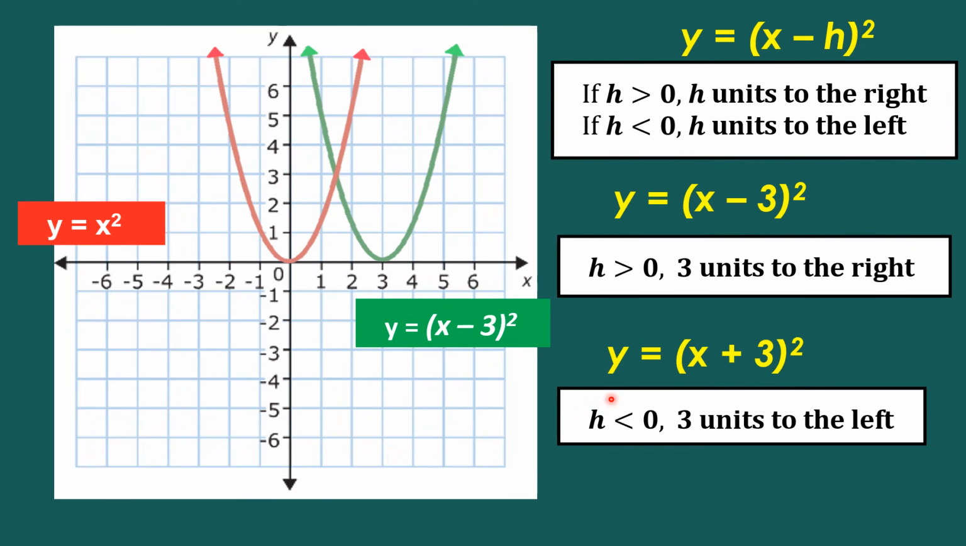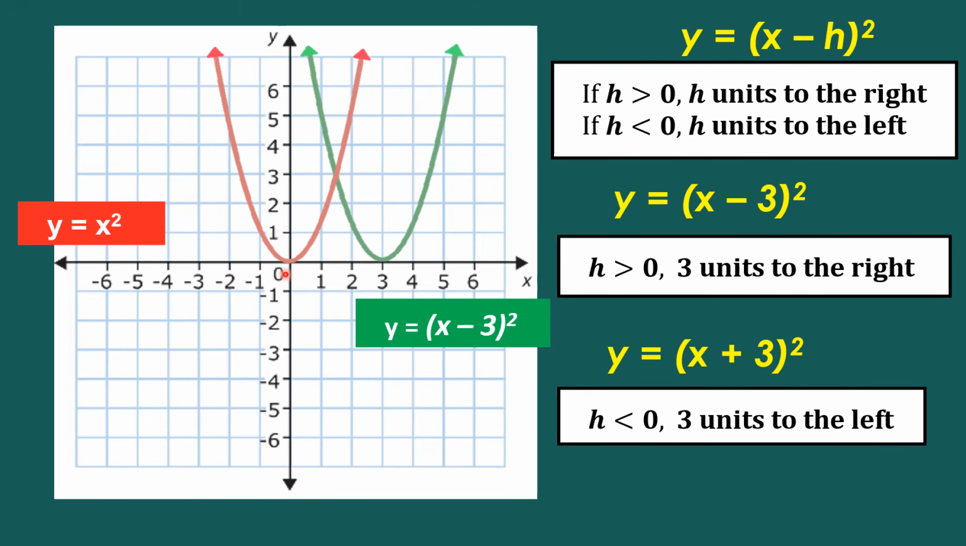How about if I have here y equals the quantity x plus 3 squared? The value of h here is negative 3. That means it is less than 0 and we have to move 3 units to the left.